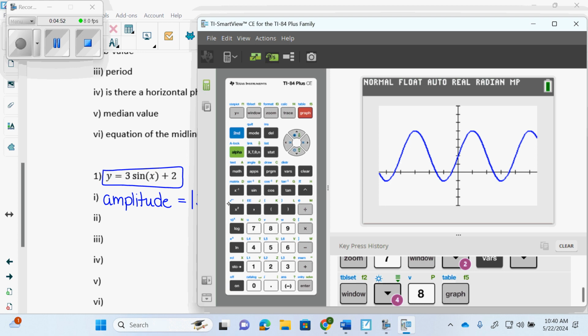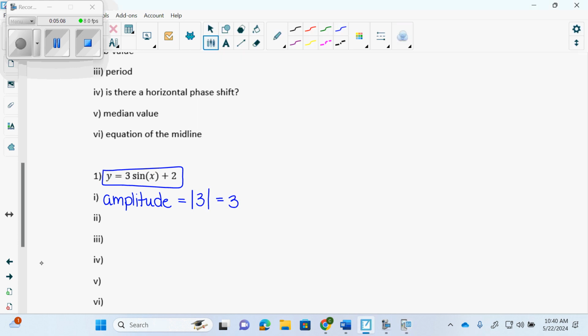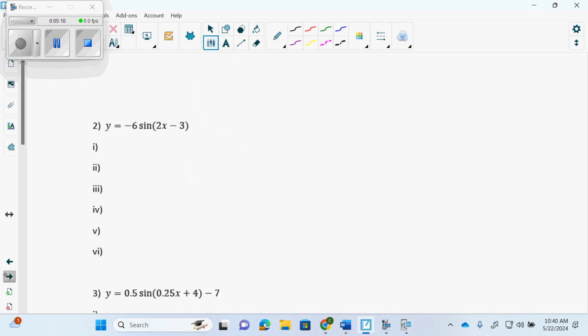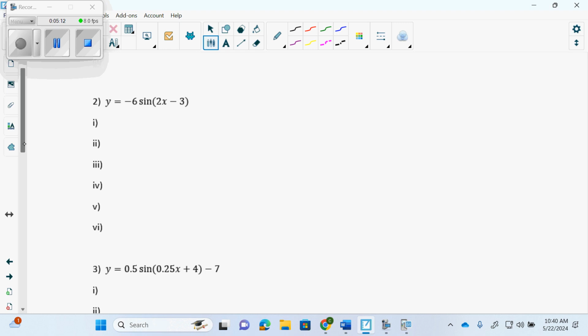We agree? So let's see. 1, 2, 3, 4, 5, 6. Good to me. We agree? Okay, so the amplitude is the absolute value of A. Yes? Okay, let's go to number 2. We're not going to put it into our calculator, that's fine. Put these in after for other ones. What's the amplitude of this one?